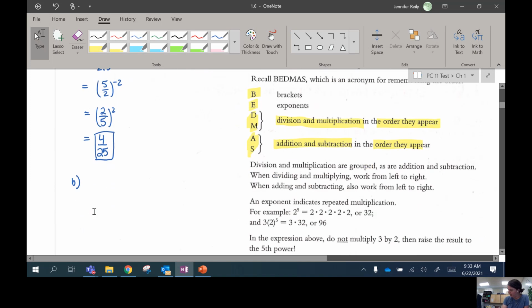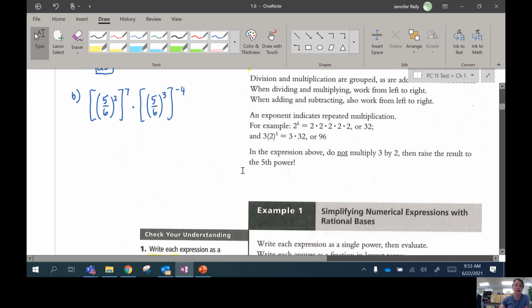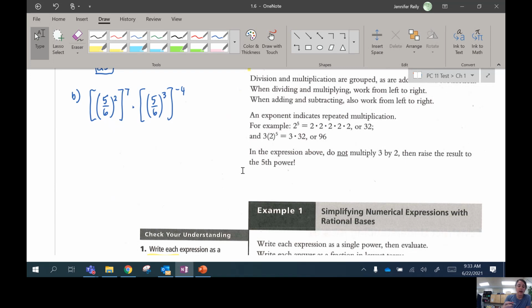So B is a little bit more complex, so we're going to apply 2 exponent laws this time. So we have (5/6)^2, and then that's all to the power of 7. And then we have, same again, 5/6. Because these are the same base, we're going to be able to combine these. And then that's all to the power of -4. So we don't want to start evaluating just yet. We want to make this into a single power using our exponent laws, and then we want to eventually evaluate.